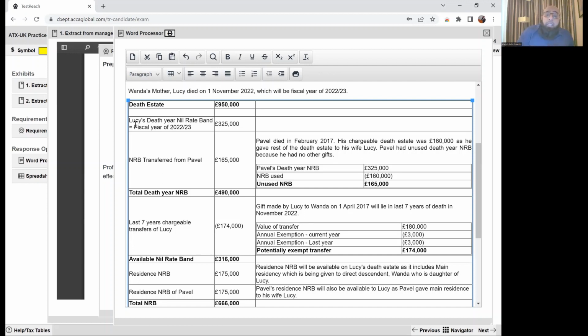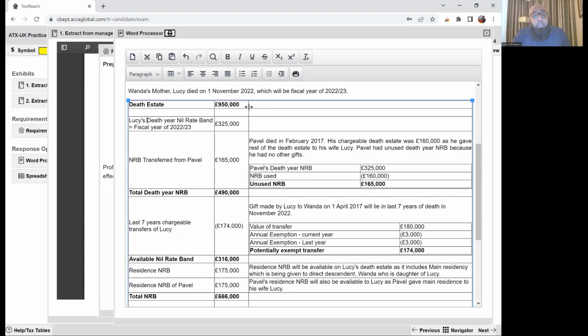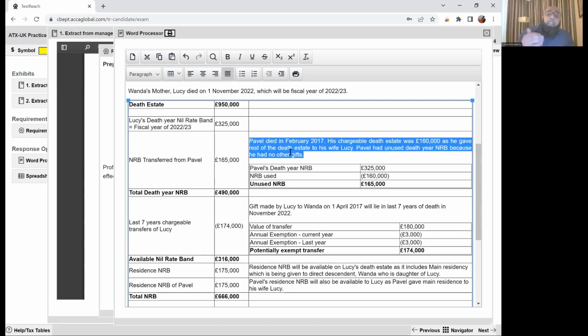Now, since the question gives detail about the death of the spouse also. Now, Lucy's husband is Pavel. Since the question gives us detail about the spouse's death also, you need to remember that whenever the question gives you detail about the spouse's death, it is simply a hint of transfer of nil rate band. Why is he telling us about Pavel? The only objective of telling that is to make you think about the transfer of nil rate band chapter.